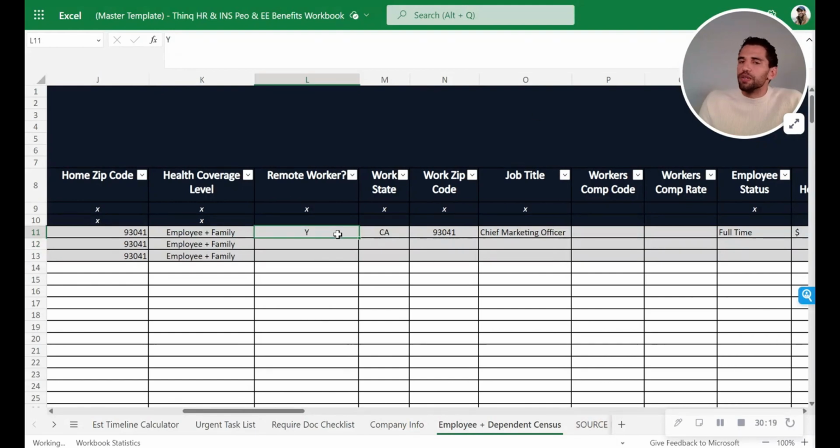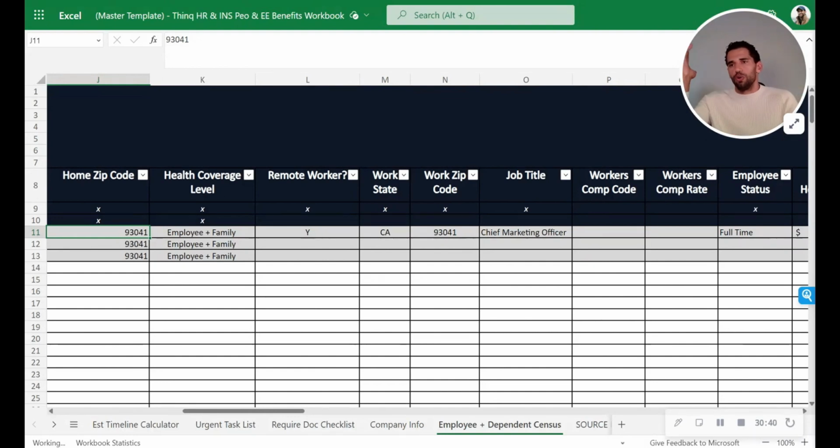Remote worker. This is important for workers' comp purposes, right? They want to know what state you're in, where's your work zip code? In this case, if he's remote, he's in California and his work zip code and his home zip code are the same, he may work at his home, which would be different than if he worked on site at a company where there are forklifts and tractors and all these different things, which brings me to, well, what's his job title? If you're a forklift manager, how are you at home?